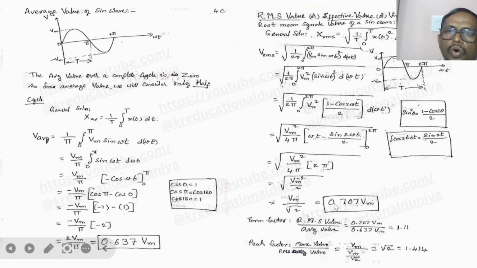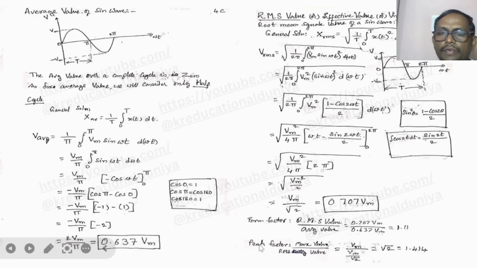So I know the RMS value, I know the average value. Now find out the form factor. What is the formula for form factor? RMS value by average value, that is 0.707 Vm by 0.637 Vm. Vm will get cancelled, and at last you are going to get form factor value 1.11.